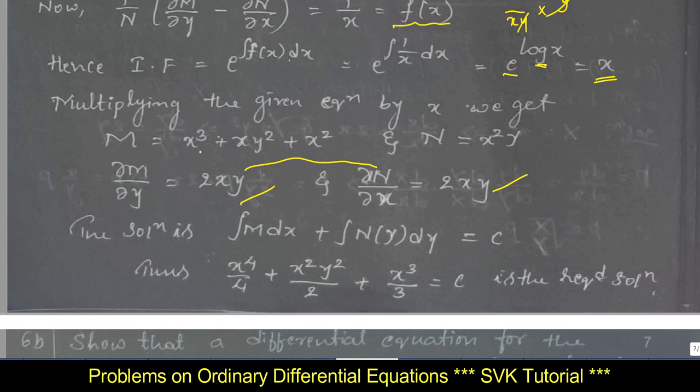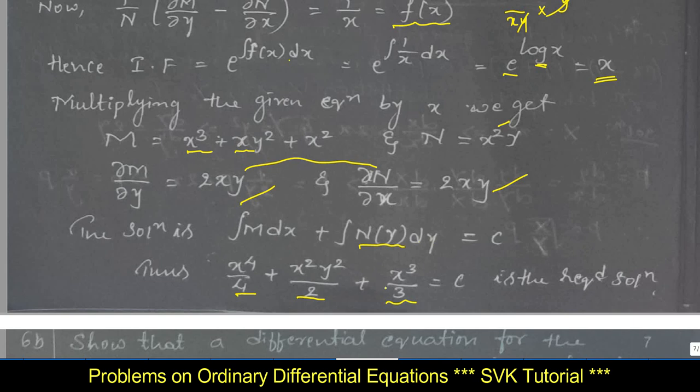Thus integrating M with respect to x, the integral of x cube is x power 4 by 4, plus y square into the integral of x, which is x square by 2, plus the integral of x square, which is x cube by 3, and terms containing y alone. N of y means terms containing y alone. Here there is a term called x, but there are no terms containing y alone. That's why it is 0. The integral of 0 with respect to y is y into 0.